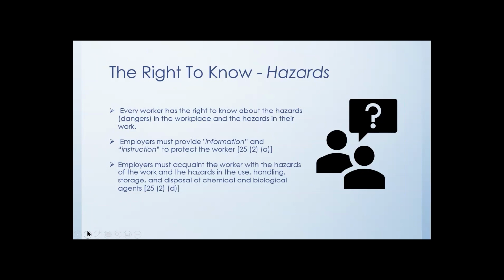Also, the employer must acquaint a worker with the hazards of the work and the hazards in the use, handling, storage, and disposal of chemical and biological agents or hazards. And you can find that under Section 25(2)(d) in the Act. This is an important right because COVID-19 is a new hazard in the workplace, and as such, we need to know about the likelihood of exposure to the virus and how to protect ourselves from exposure.